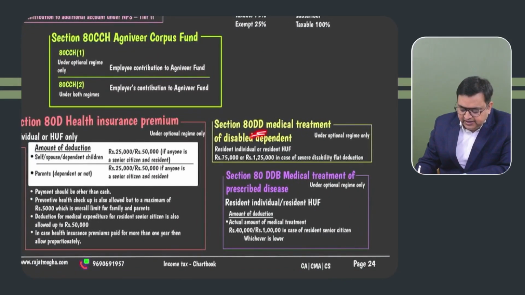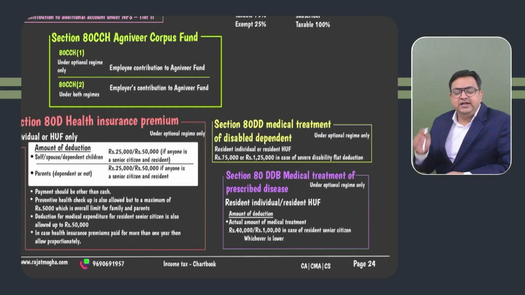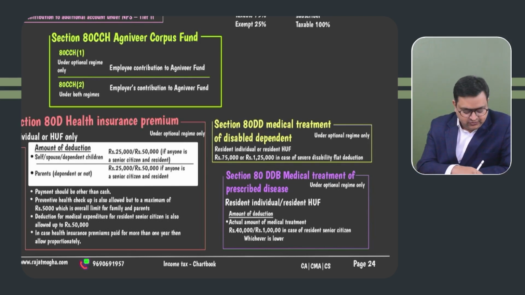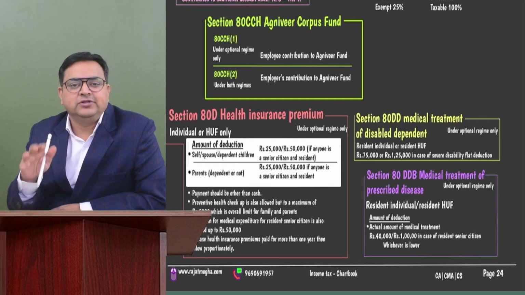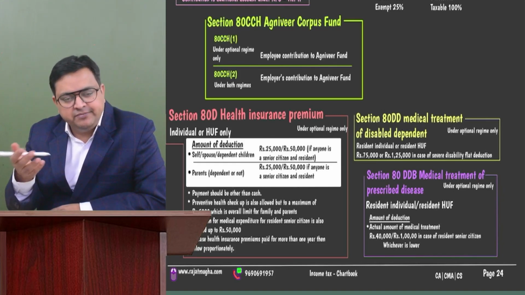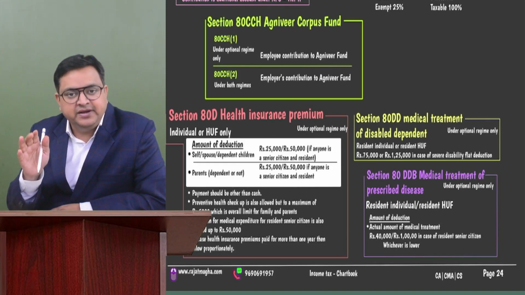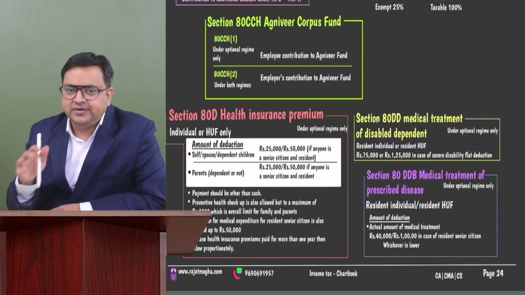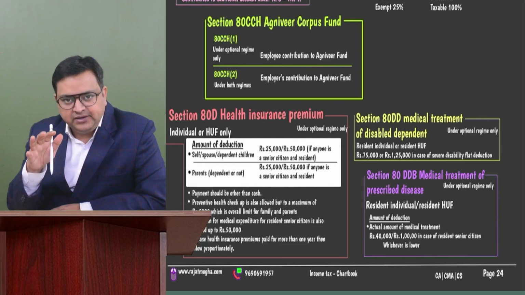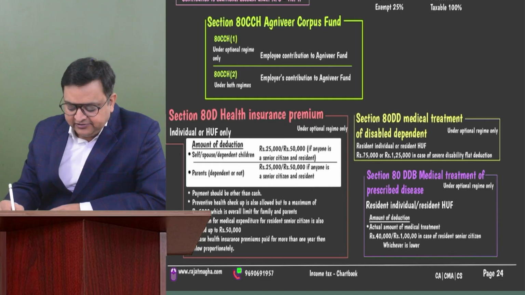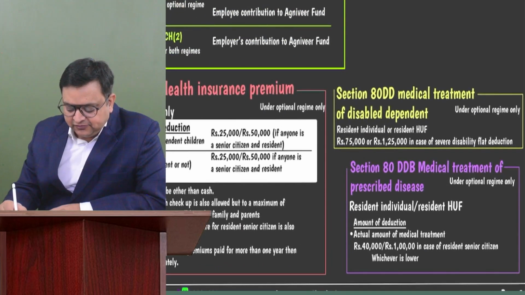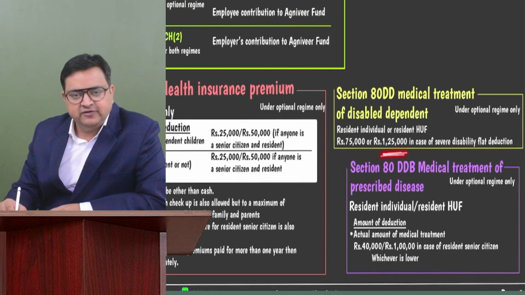80 double D. 80 double D means DD, disabled dependent. So if there is any disabled person who is dependent on the assessee, it could be spouse, children, parents, brother or sister. I'm repeating, spouse, children, parents or brother or sister. If they are disabled and they are dependent on the assessee, there is a flat deduction of 75,000. In case of severe disability, it is 1,25,000.